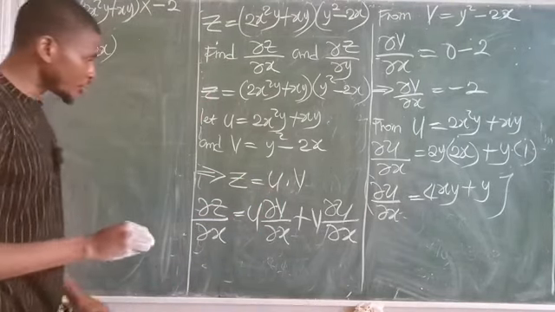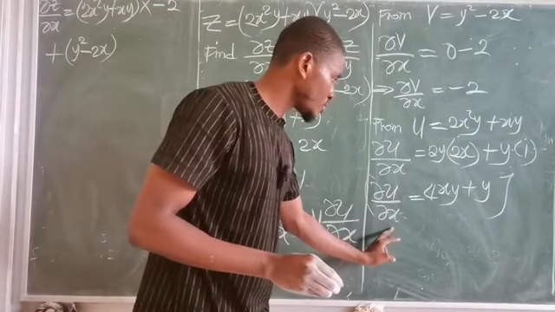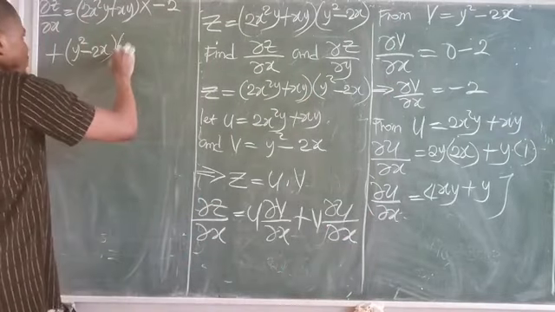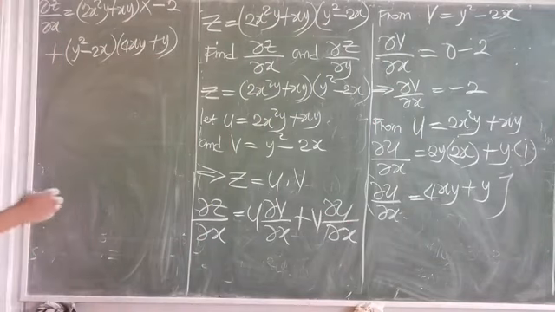Now you differentiate u with respect to x partially. Differentiate u with respect to x, and that gives us 4xy plus y. You simply have times 4xy plus y. So you have this.